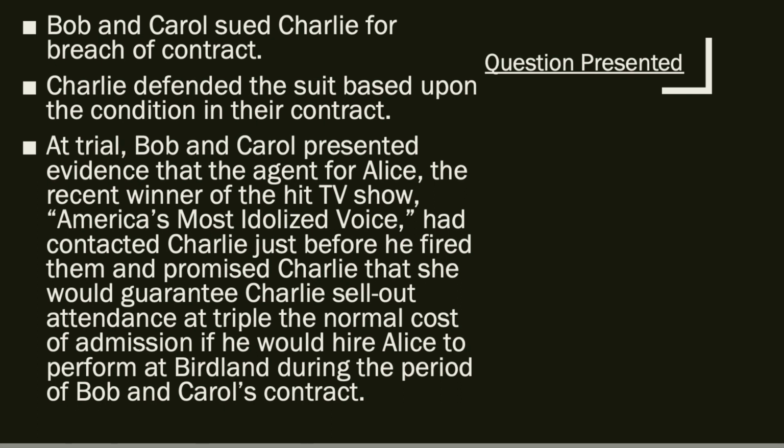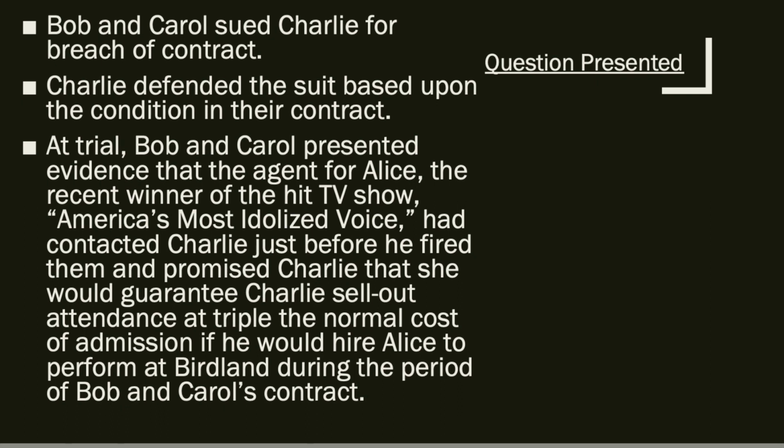At trial, Bob and Carol presented evidence that the agent for Alice, the recent winner of the TV show America's Most Idolized Voice, had contacted Charlie just before he fired them and promised Charlie that she would guarantee Charlie sellout attendance at triple the normal cost of admission if he would hire Alice to perform at Birdland during the period of Bob and Carol's contract. Why on earth are the examiners giving you this additional and lengthy fact?